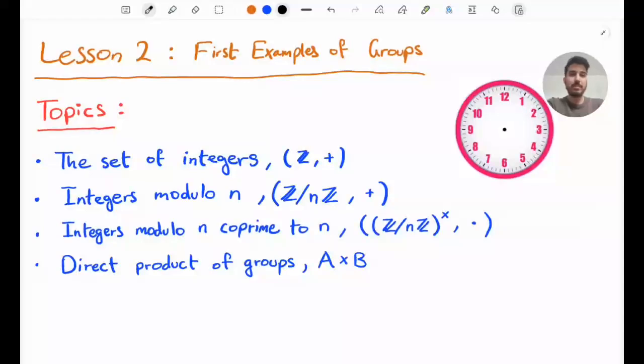Ladies and gentlemen, today I'll be explaining why groups are so important. In this second lesson of group theory, I'll be passing over 4 examples of groups. Now you may ask, how are these examples useful or even related to real life?